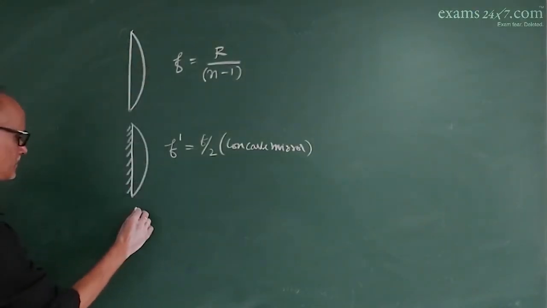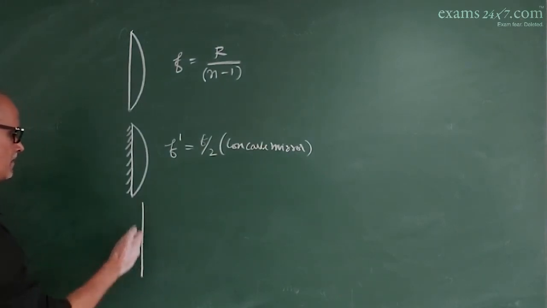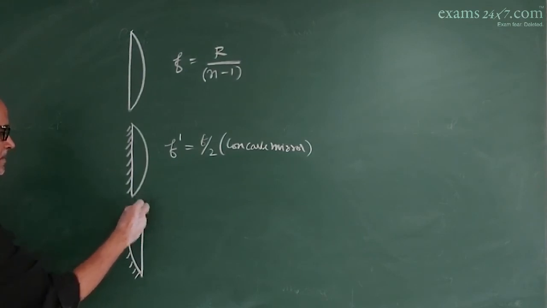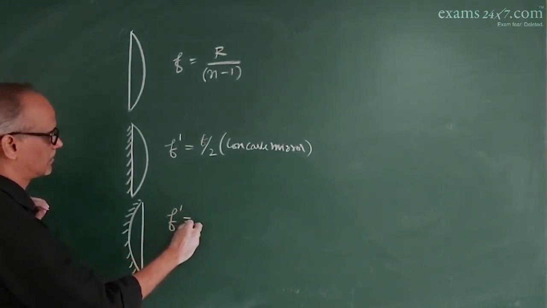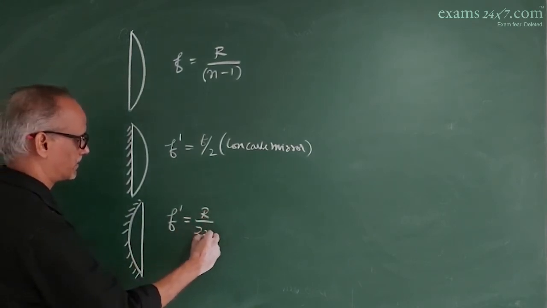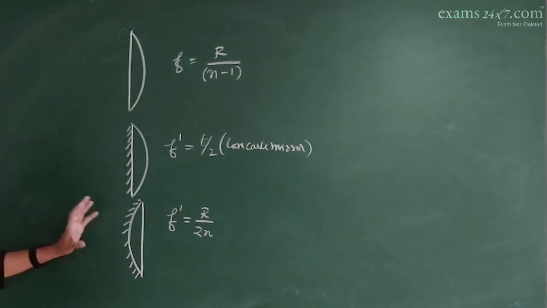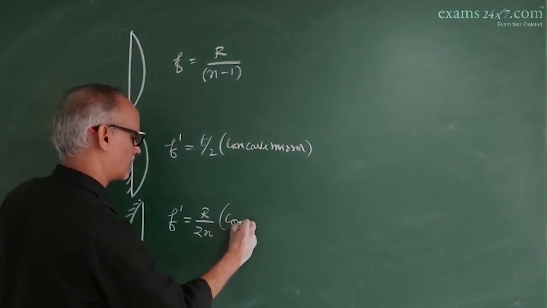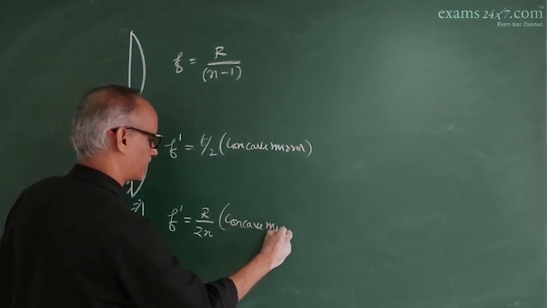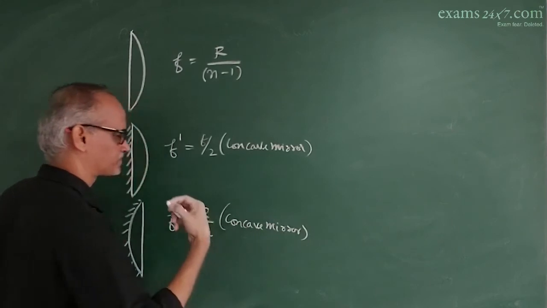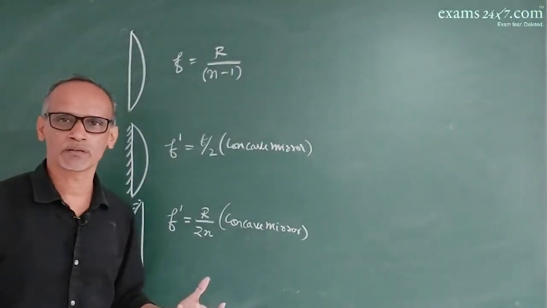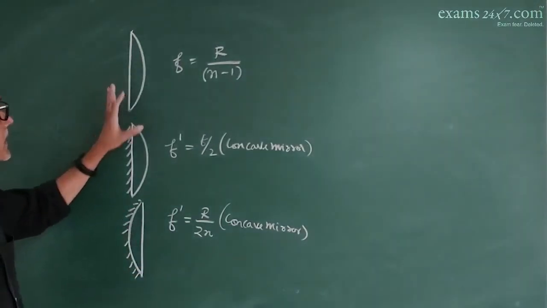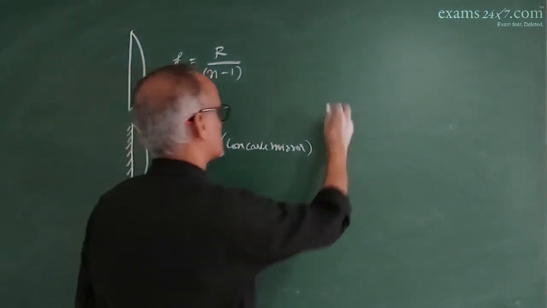In the same lens, if the curved surface is silvered, then the new focal length f dash is equal to r by 2n, and this also behaves like a concave mirror. So these equations are valid even for a plano-concave lens.